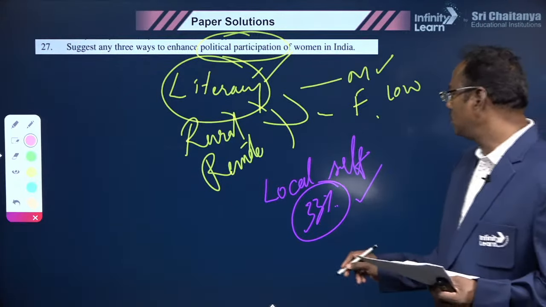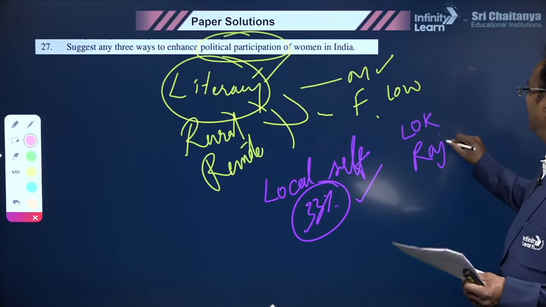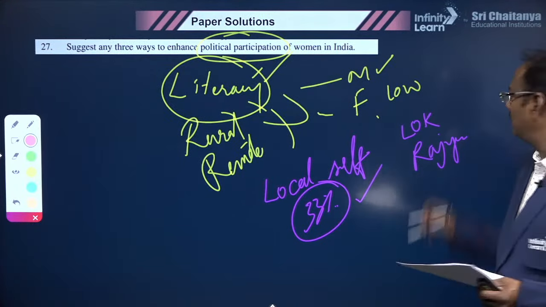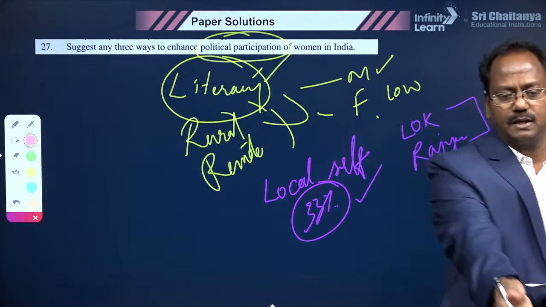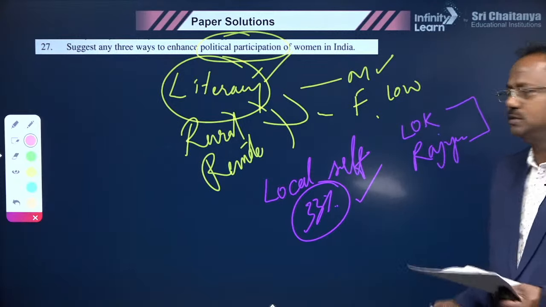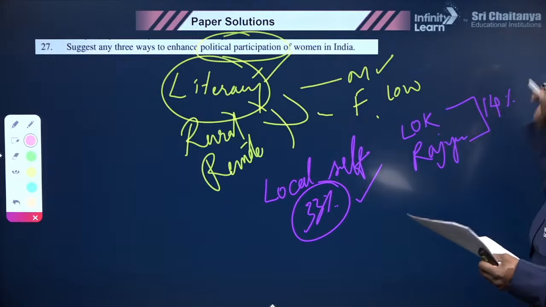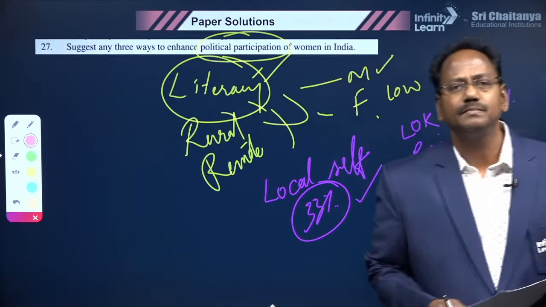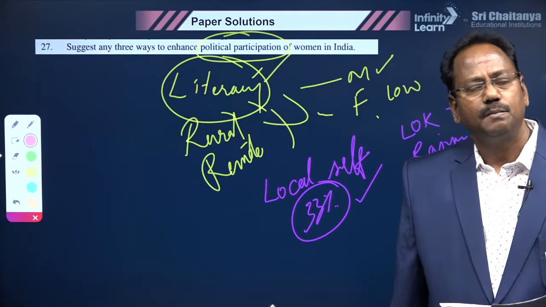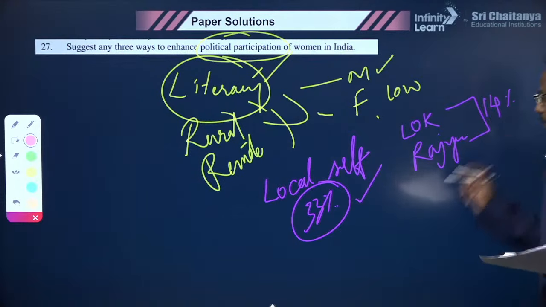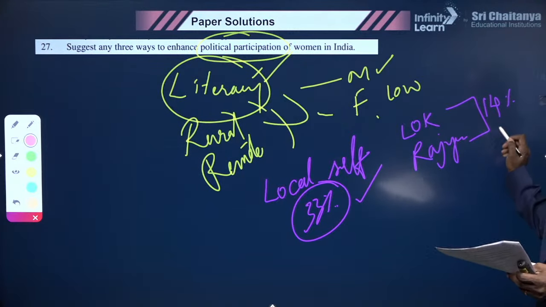But this is not done in Lok Sabha and Rajya Sabha. In Lok Sabha and Rajya Sabha there is not much women representation. As far as the latest 2019 elections are considered, the percentage of women participation is about 14%, isn't it? And much before, it never crossed 12%. But recently there is a little improvement. But where is 33% when compared with the local self-governments and Lok Sabha, Rajya Sabha?